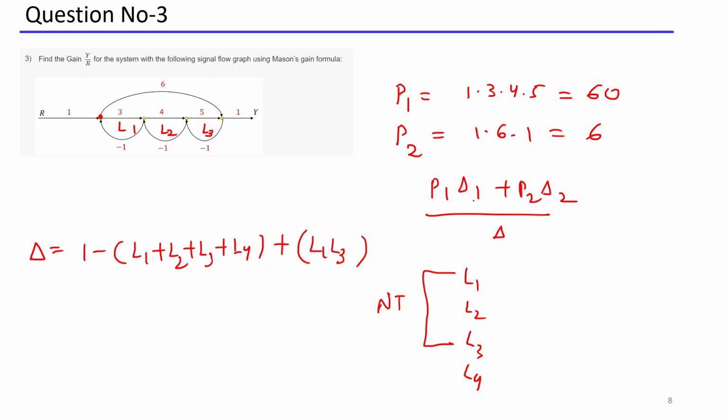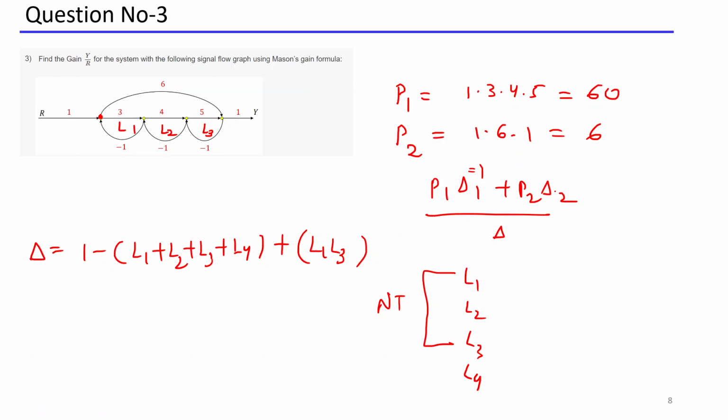Delta 1 is that loop which is not touching the first forward path. So for the first forward path, you can see that all the loops are touching it. That's why delta 1 equals 1, because all these loops L1, L2, L3, L4, and the L1 L3 combination are all touching the forward path. That's why these are 0. So what is remaining? 1 minus 0 is 1.